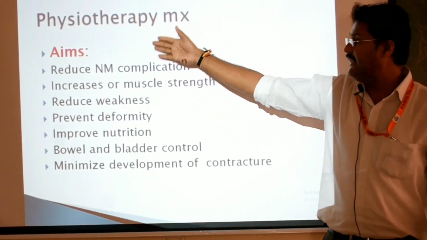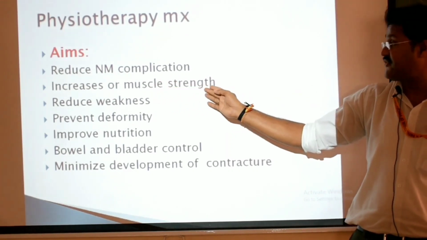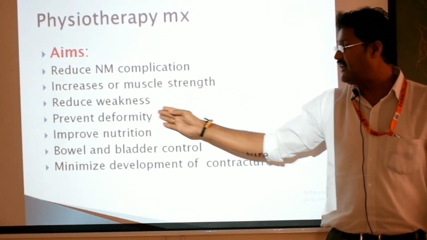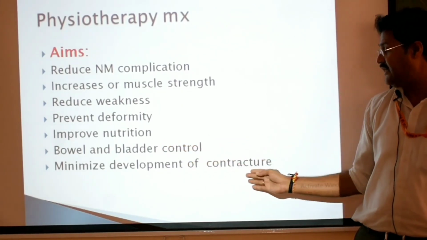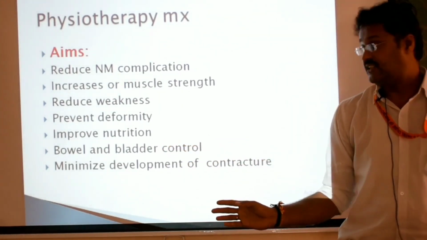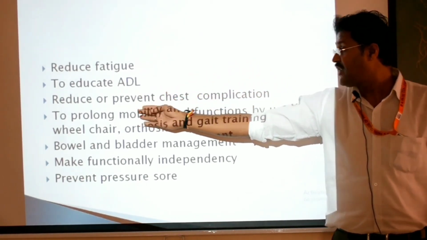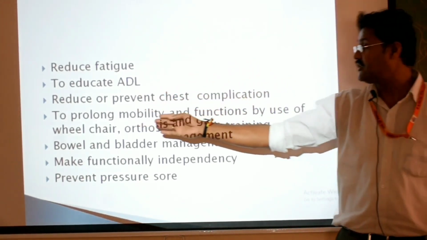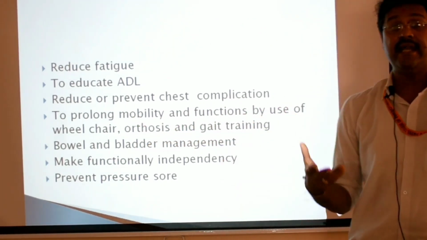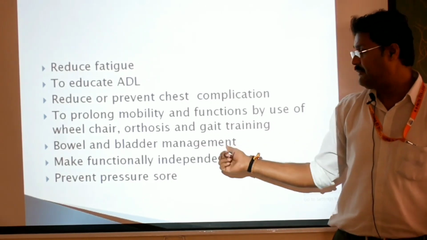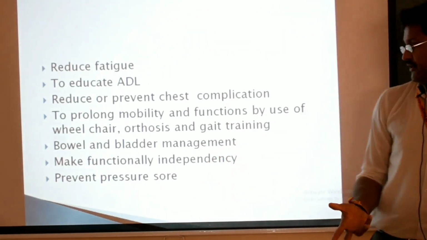So what are the main aims? First, to reduce neuromuscular complications, increase muscle strength, reduce weakness, prevent deformity, improve nutrition, bowel and bladder control, and minimize the development of contracture. Reduce fatigue, educate activities of daily living, reduce or prevent chest complications, prolong mobility and function by use of wheelchair and orthosis, and check gait training, bowel and bladder management and functional independence, and prevent pressure sores or wounds.